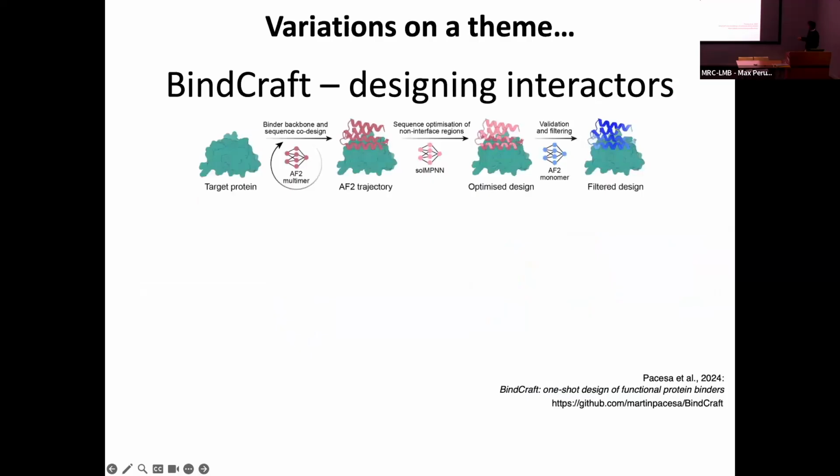And also there is BindCraft. This was developed by a guy, and he uses the AlphaFold algorithm in reverse. So you give it a target. You say, I want to find the protein that's going to bind here. It's going to go through some iterations. It's going to find the protein that's going to bind to the site that you wanted.